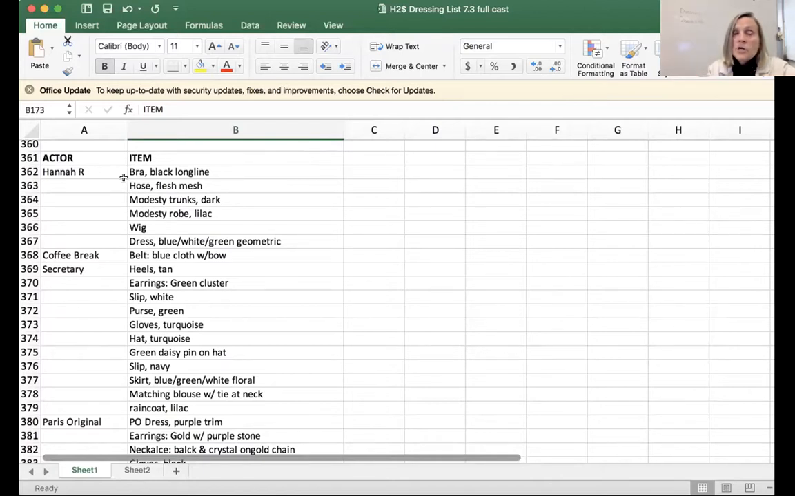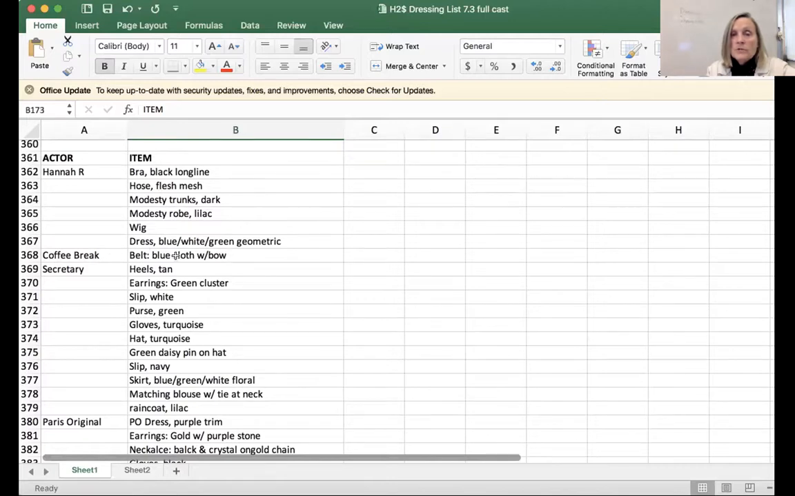So Hannah is gonna start with her long line bra, her flesh mesh stockings, her modesty trunks, her modesty robe. We often do this so that backstage people are dressed. If we have minors, it's a requirement that minors are different. So there's all kinds of rules that go along with people getting dressed. She has her wig, it also should say wig cap. And then her first change is her dress, blue-green geometric, which is as secretary.